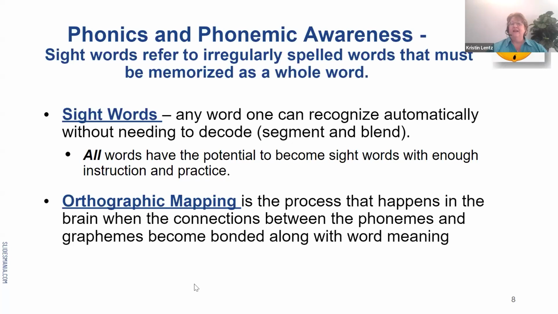Orthographic mapping, and again, I'm not going to go into this deeply, but orthographic mapping is the process that happens in our brains when our brain makes connections between the phonemes and the graphemes, and they become bonded with word meaning. This is what leads to greater fluency and better comprehension.